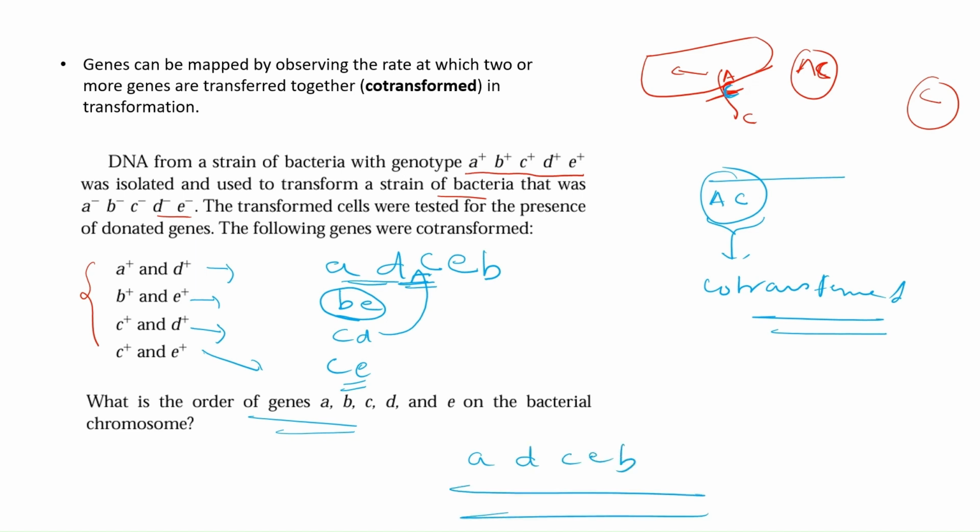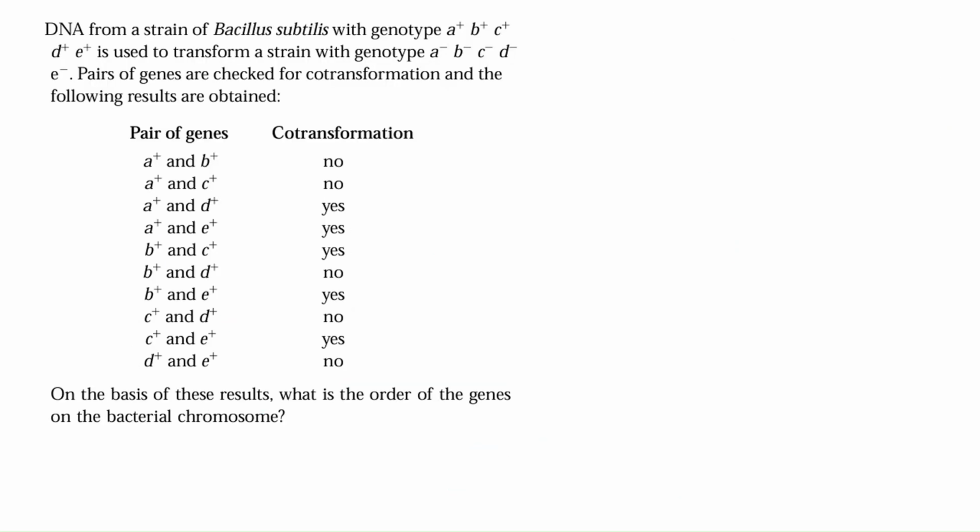So if we know the genes that are co-transformed, on the basis of that we can map the complete gene sequence. Now this question is for you. Pairs of co-transformed genes are given. You have to map the order of the genes and let me know in the comment section.